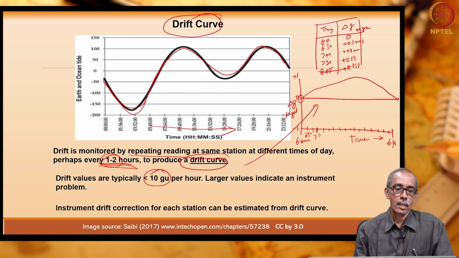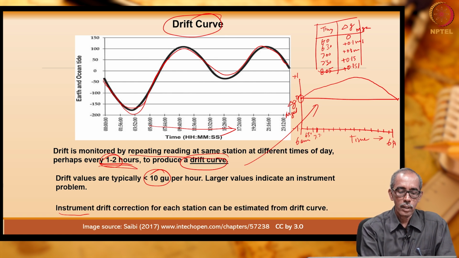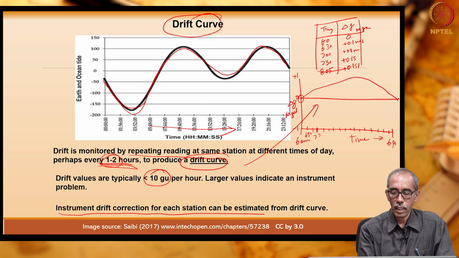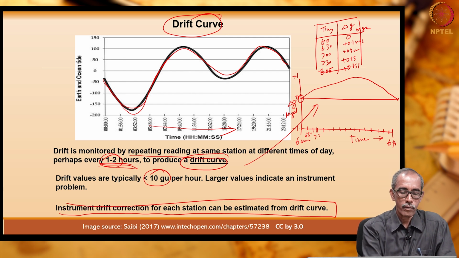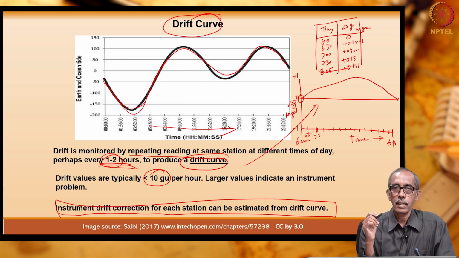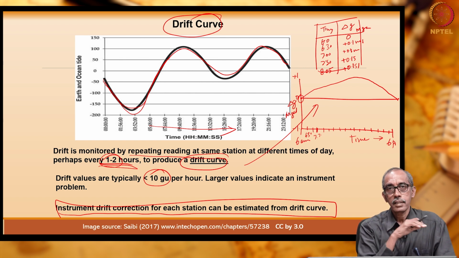So, this is how we prepare the drift curve. Instrument drift correction has to be estimated from the drift curve. Why are we preparing the drift curve? We need to correct all the values which we have obtained from our steady site in such a way that we have made the measurements at the same time.